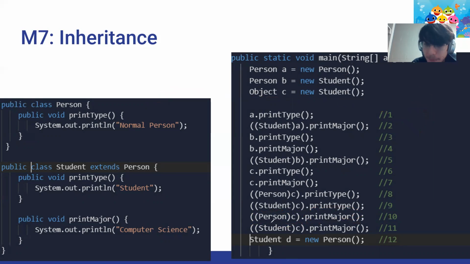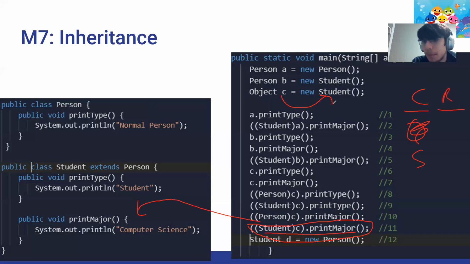So what about the next one? The next one is here. What if we instead cast it to a student? We can do that, right? Because C at runtime is a student. So at compile time, we cast it, it would be an object, we cast it to a student, okay? And then at runtime, this is fine, right? Because at compile time, a student has a print major method. So this is completely fine at compile time.